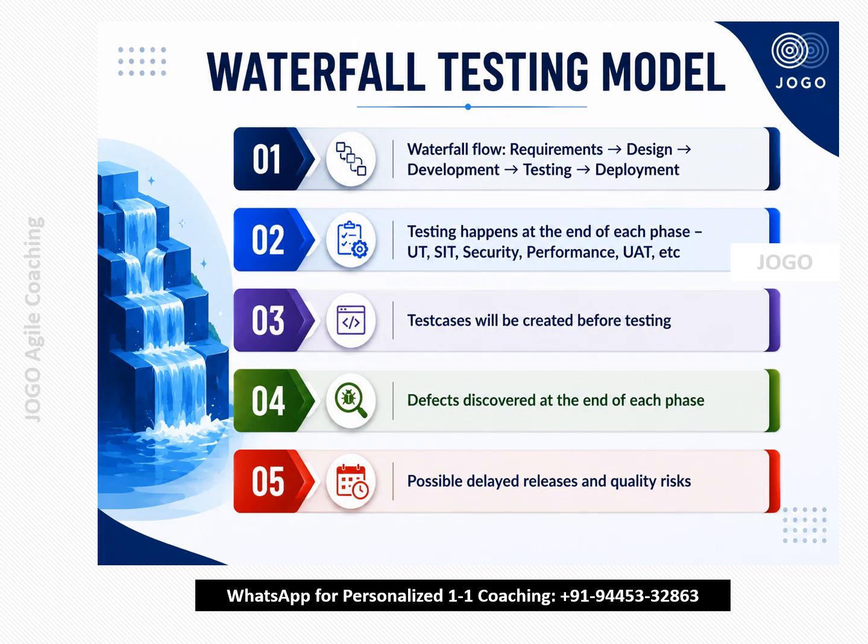Defects will be discovered at the end of each phase. For example, after the system testing phase, system testing defects will be reported. After the UAT phase, UAT test reports will be shared with the defects information. So here there is some possibility for delayed releases and quality risks. For example, if we identify a performance test issue or UAT issue at the last minute, if it is highly critical, then the entire release may be impacted. So this is how the waterfall testing model works. Hope this is clear and helpful to you.